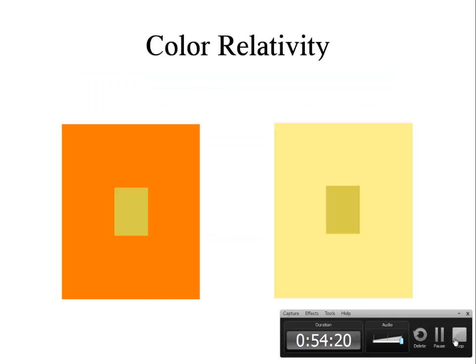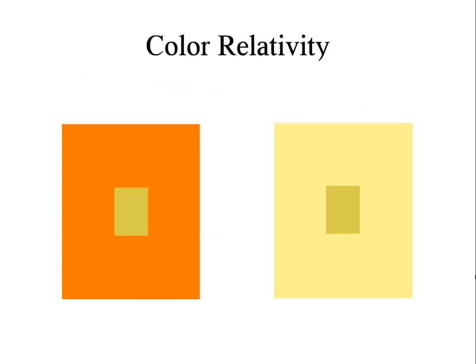Okay, now let's talk about color relativity. So what is color relativity? Well, to put it simply, color relativity is the tendency for our eyes to perceive color differently depending on what color is surrounding it. I've got two swatches here, and they're both surrounded by two different colors.